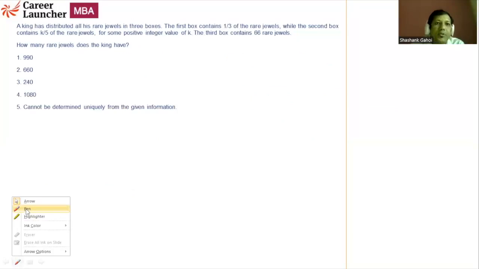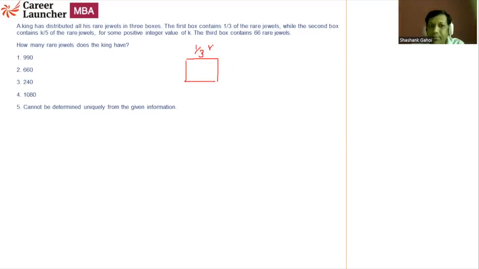A king has distributed all his rare jewels in 3 boxes. Okay. The first box contains 1/3 of the rare jewels. The second box contains k by 5, for some positive integer value of k. Okay. So the first box contains 1/3 of total n. Second box, now k by 5 is a fraction and the fraction should be less than 1. So k can be 1 by 5, 2 by 5, 3 by 5 and so on. Okay. So the second one contains k by 5 of the total. And the third one contains 66.